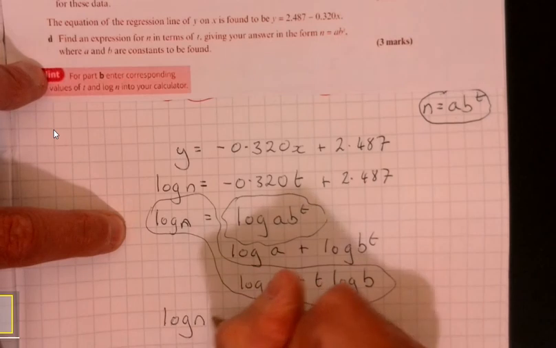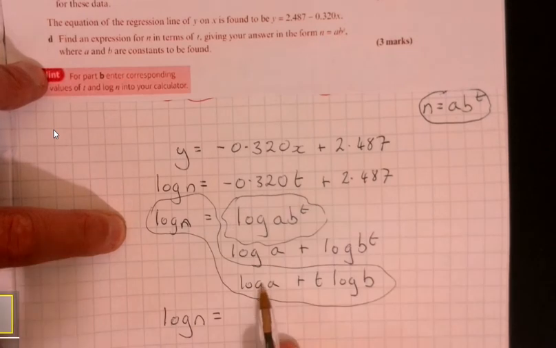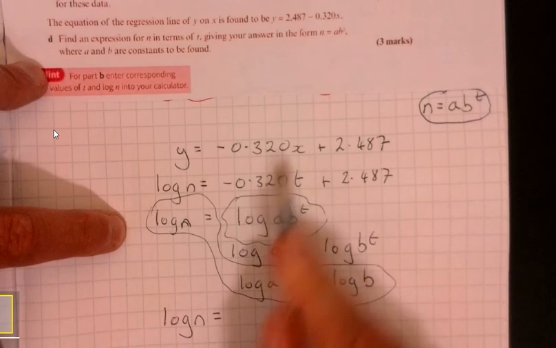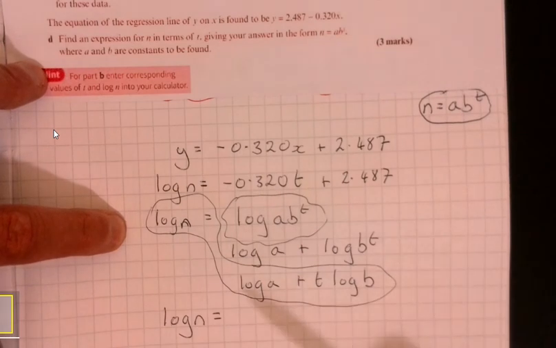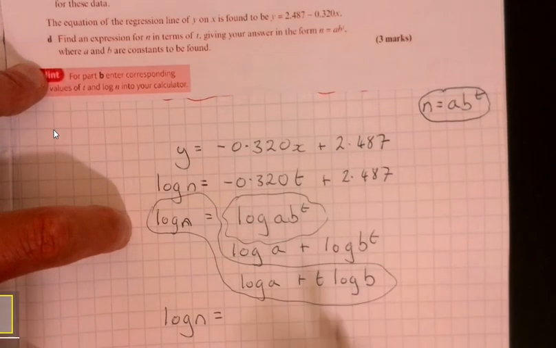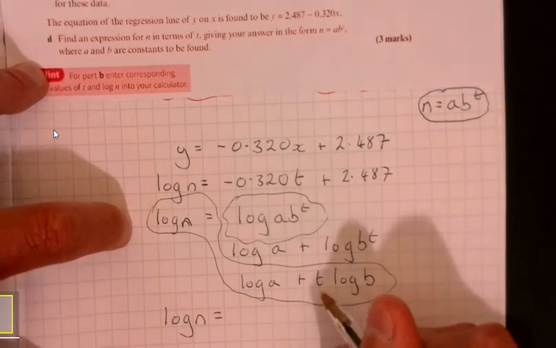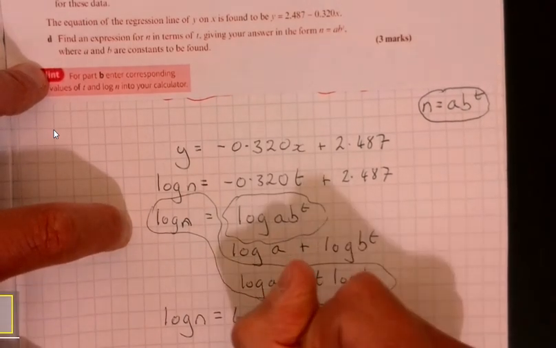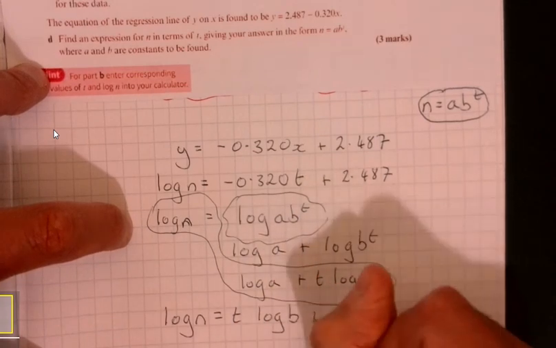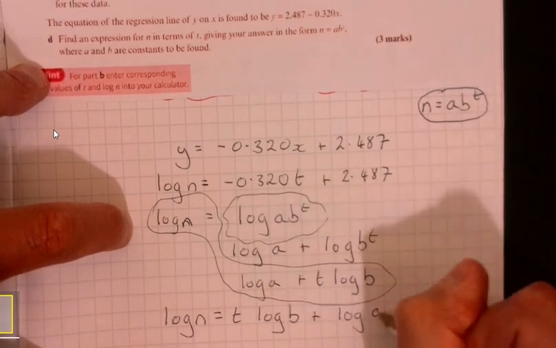We've got log n equals, now I'm going to reorder this here. You can argue, why did you change that bit around? I always am consistent about how I write it down. I suggest that you do the same. If you want to do it a different way, as long as you're consistent, then it's okay. So all I'm doing is writing down this here, plus log a.